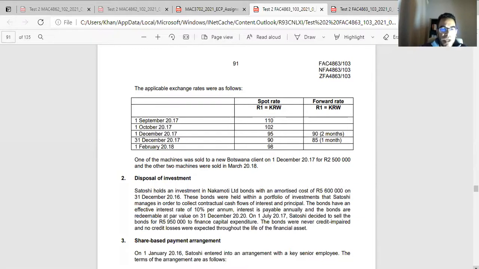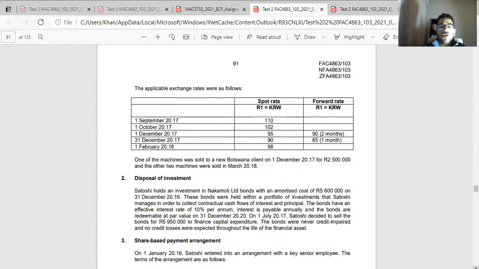Okay, so on 1 September 2017, that exchange rate is not applicable because nothing happened on 1 September. No accounting transaction took place on 1 September. On 1 October 2017, we are going to use that exchange rate because that is the date we gain control. So that is the date we have to translate the inventory at. Then on 1 December 2017, we will be using that rate.